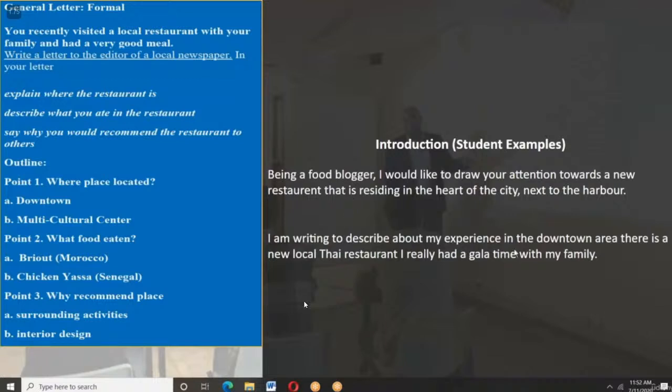"I'm right to describe about my experience in the downtown area. There is a new local Thai restaurant. I really had a gala time with my family." A gala time, that's what it means. Again, we're not talking about location. So you can see, right? When you're writing, you can see that there are mistakes that are made that a lot of you may not recognize and understand that you are making, right?